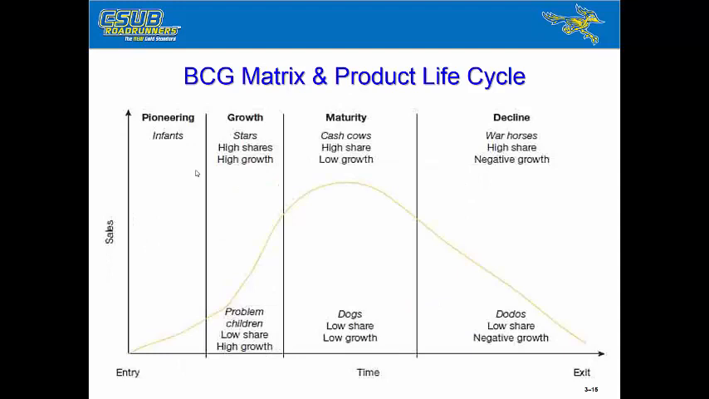How about this BCG matrix here? Anybody think of a good example of an infant company? So, low sales level and very early in the development of the industry.